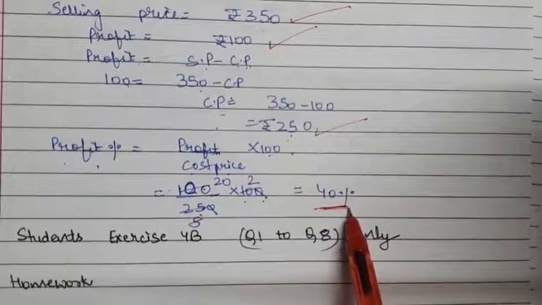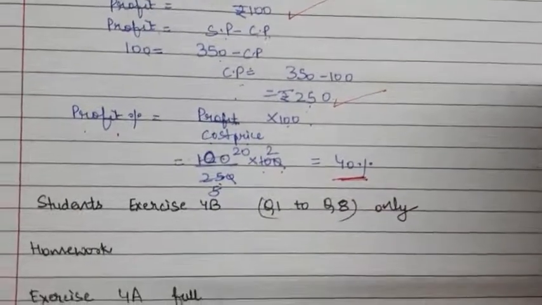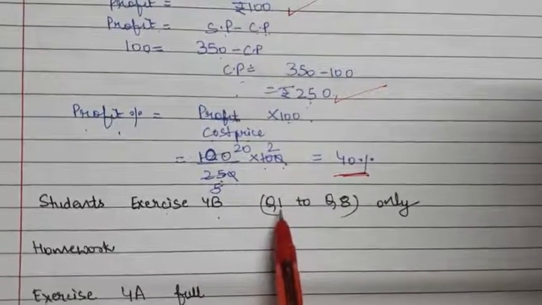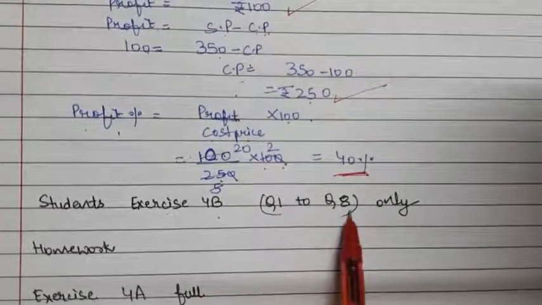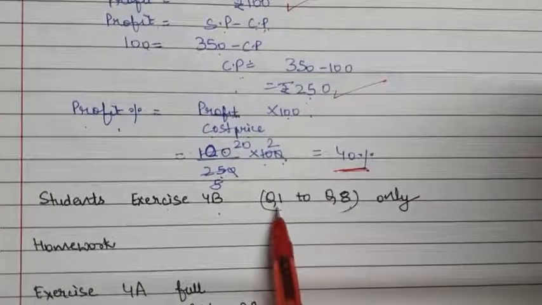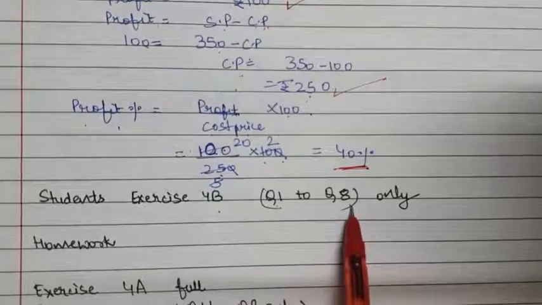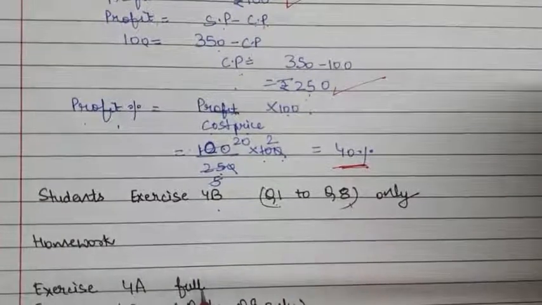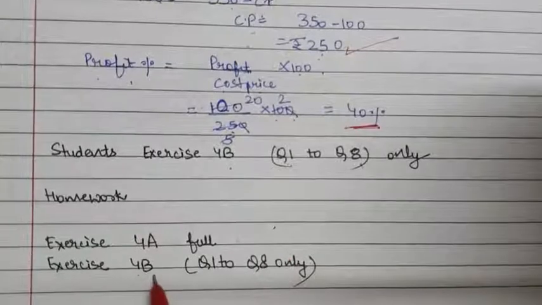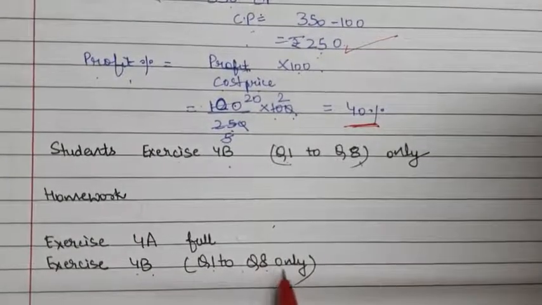Now children, one thing keep in mind, exercise 4B, we will do only questions 1 to 8. We are not going to do the whole exercise, only questions 1 to 8 we will do. Exercise 4A full we will do, and 4B only 1 to 8.